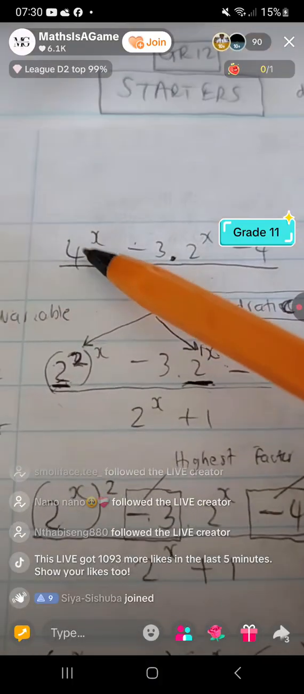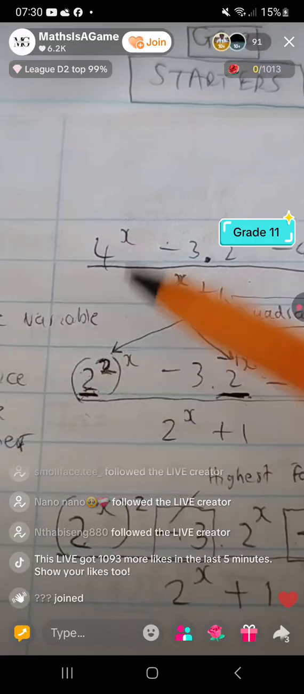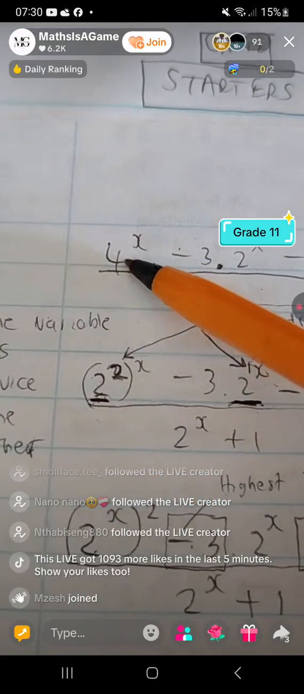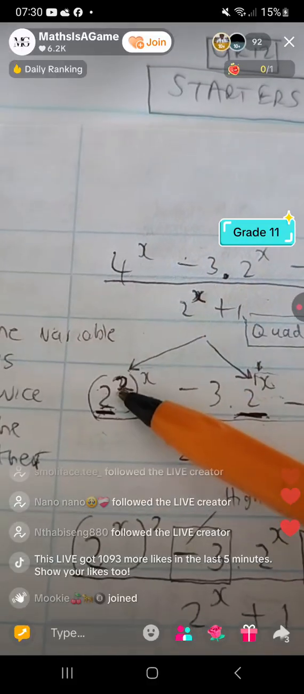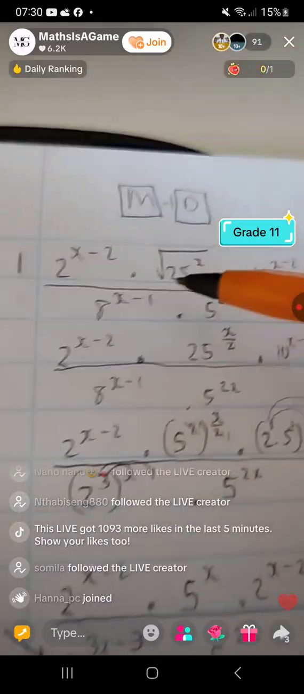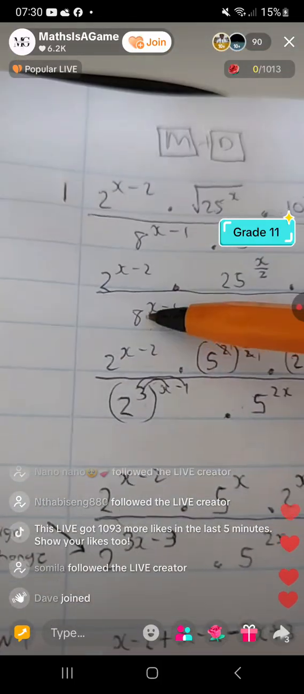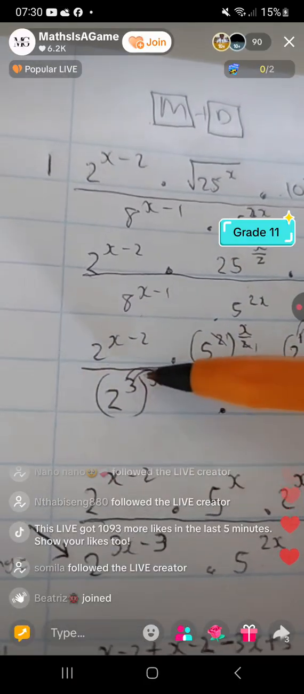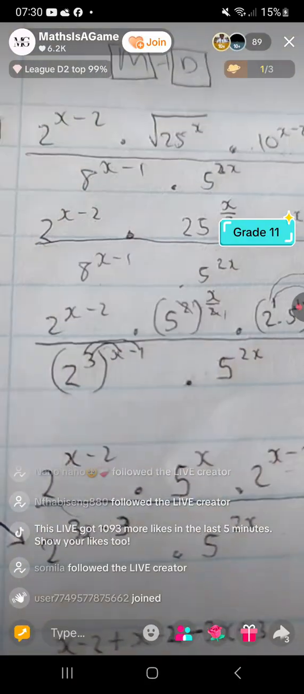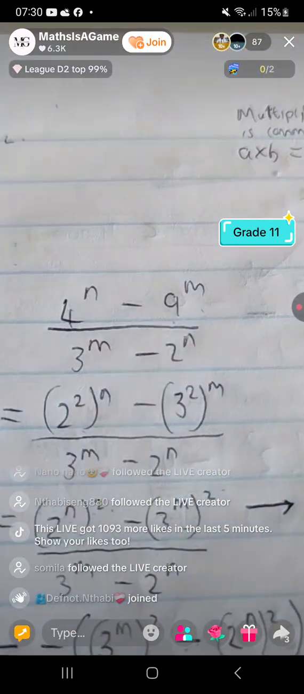But firstly, 4 we can write as 2 to the power 2. Then the x is outside, so we put it in brackets. Guys, whenever you change a composite number to a prime base, please always write it in brackets. You see what I keep on doing here: 25 is 5 to the power 2 in brackets, 8 is 2 to the power 3 in brackets, so that you can remember that if distribution is needed, you distribute. 4 is 2 to the power 2, in brackets, you see?